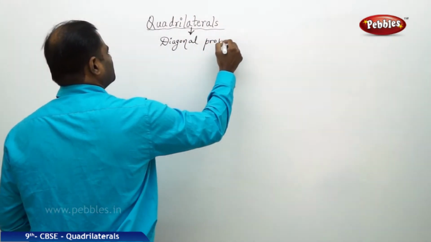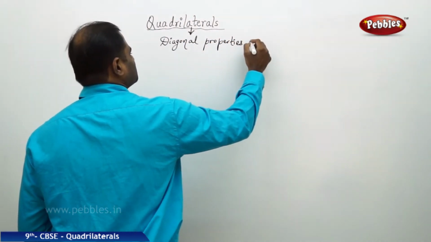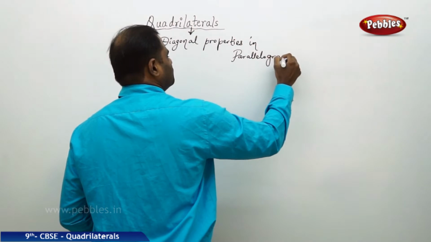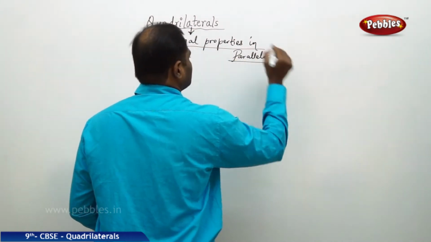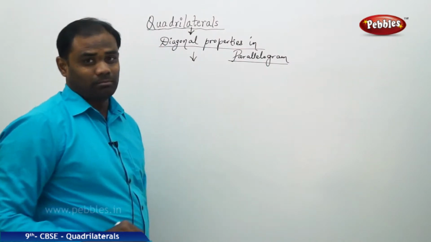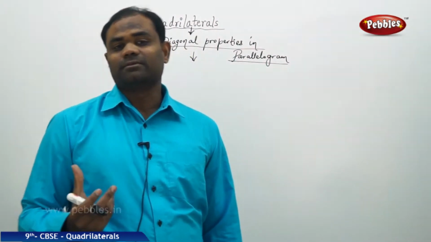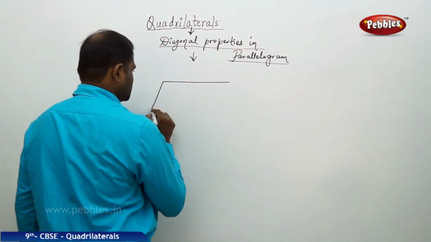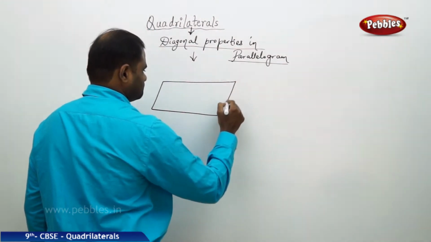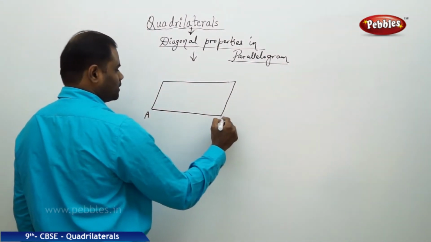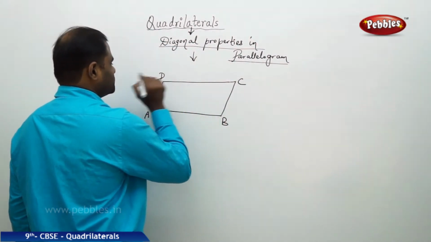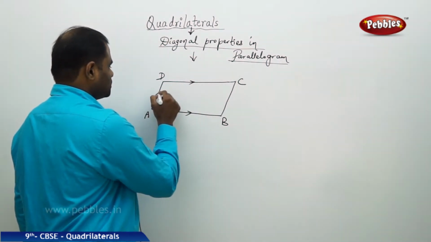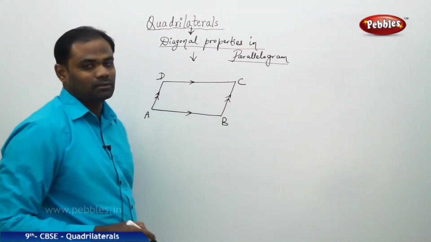Diagonal properties in a parallelogram. Let's consider a parallelogram with its respective diagonals. So here I have a parallelogram ABCD. So clearly we know that the opposite sides are parallel and of course equal.